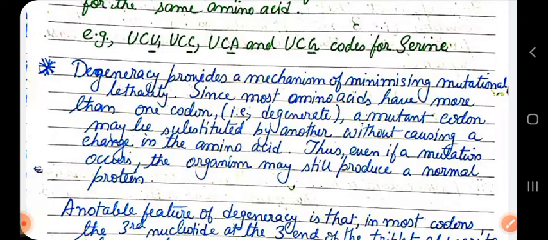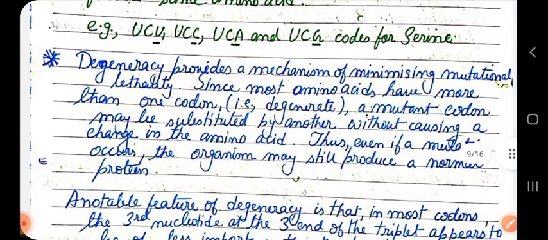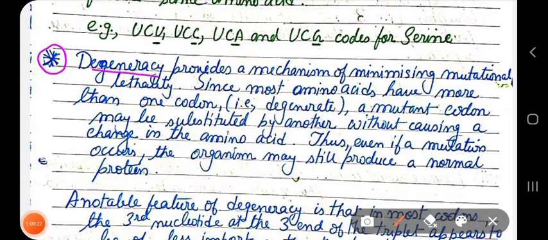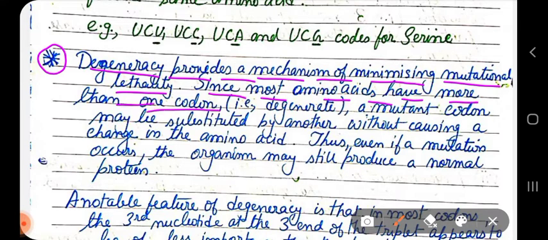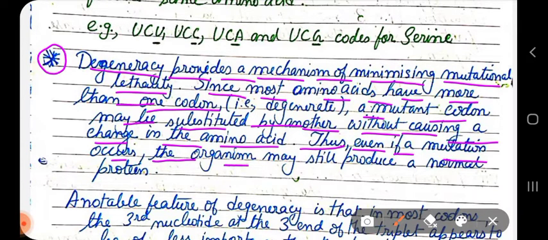So, degeneracy, at the last, what I can say is that degeneracy provides a mechanism of minimizing mutational lethality. It is minimizing the effect of mutation, because most amino acids have more than one codon. A mutant codon may be substituted by another without causing a change in the amino acid. Thus, even if a mutation occurs, the organism still produces a normal protein.